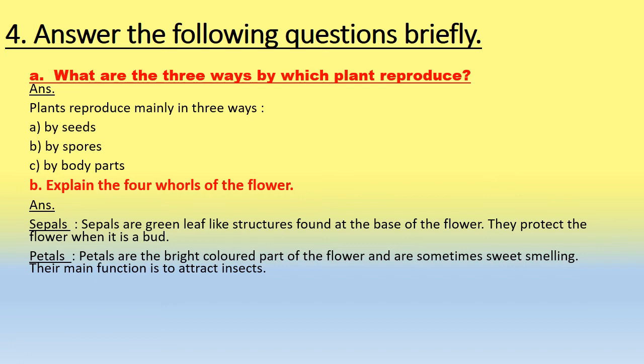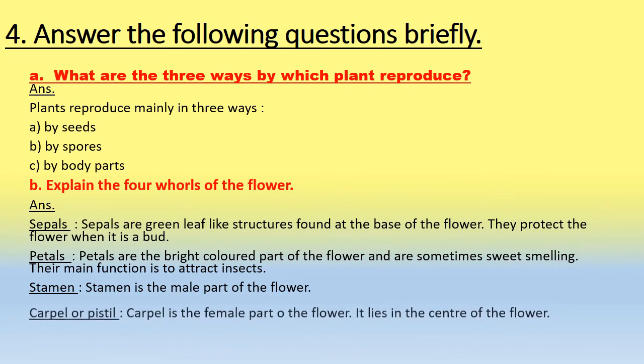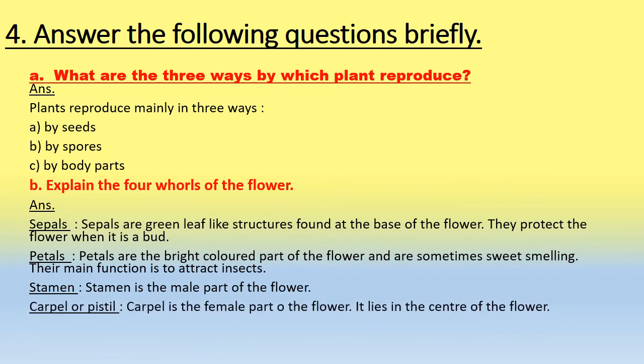Petals are the bright colored part of the flower and they are sometimes sweet smelling, and their main function is to attract insects. Next is stamen. It is the male part of the flower. Carpel or pistil. It is the female part of the flower. It lies in the center of the flower.